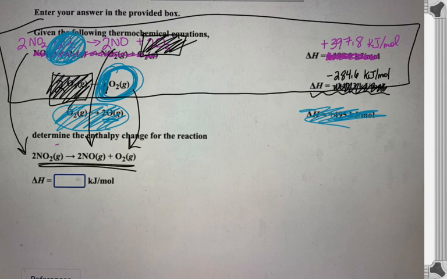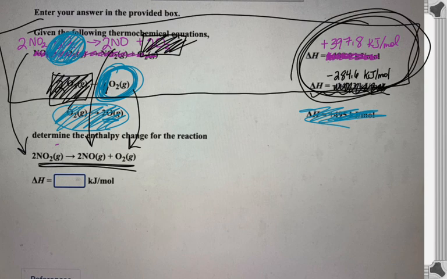So how do you get the delta H? You simply add these 2 numbers, a positive 397.8 and a negative 284.6. Okay, that's number 10 on the Chapter 5 Connect.